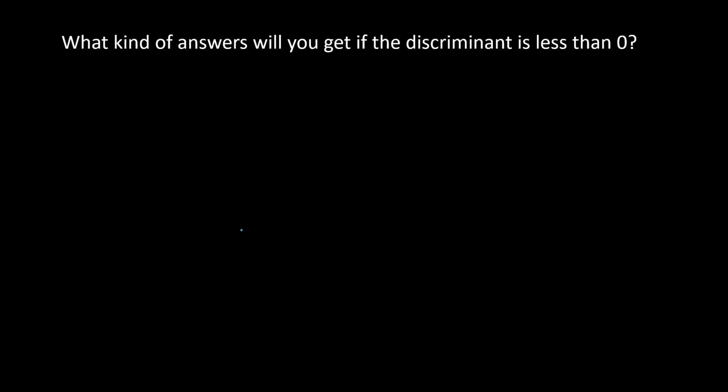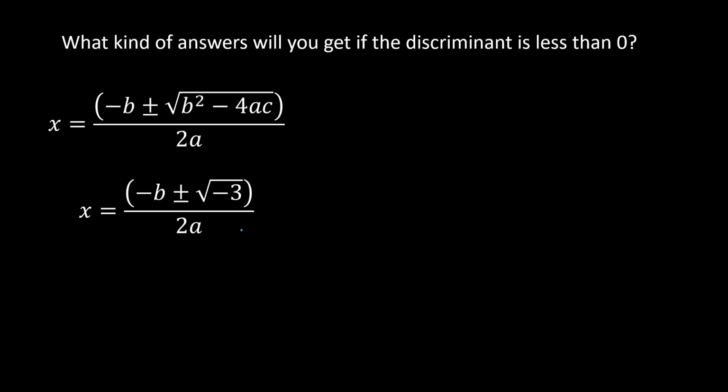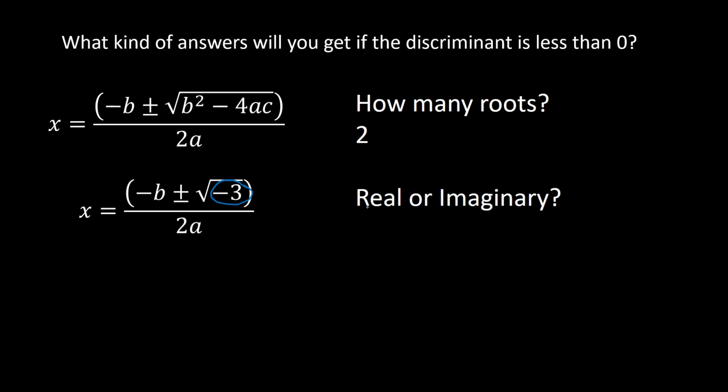Okay, now what if the discriminant is less than 0? So for example, the discriminant was a negative 3. So first question is, how many roots does it have? How many solutions? Well, it's going to be a positive or negative square root of negative 3, which leaves me with 2 solutions. The next question is, will it be real or imaginary? Well, we have a square root of a negative number, so therefore, this would be an imaginary solution.